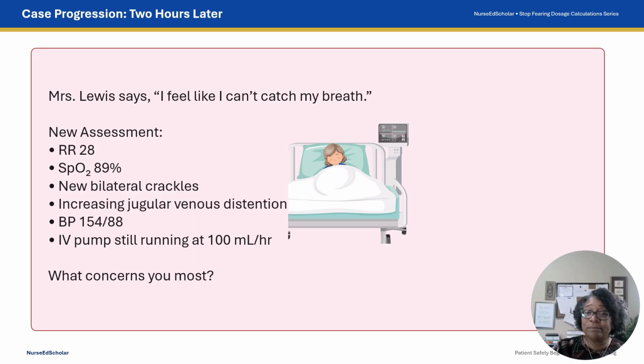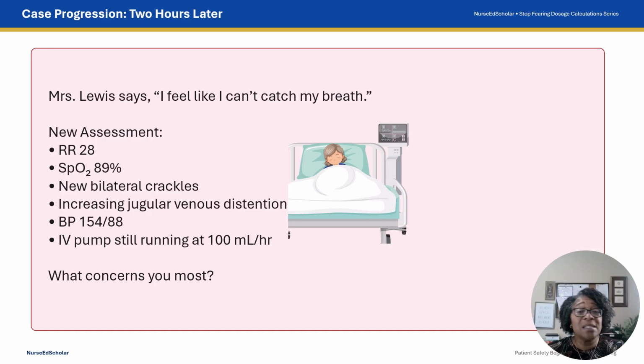Well, about 2 hours later, Miss Lewis starts pressing on that call light. You come in, you say, "Hey, Miss Lewis, is anything wrong?" And she says, "I feel like I can't catch my breath." First thing you're going to do is assess your patient. You assess her respiratory rate. Now it is 28 breaths per minute. Oxygenation status is oxygen saturation, 89%.